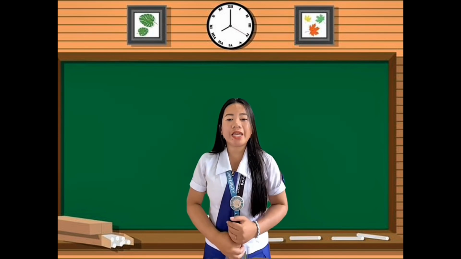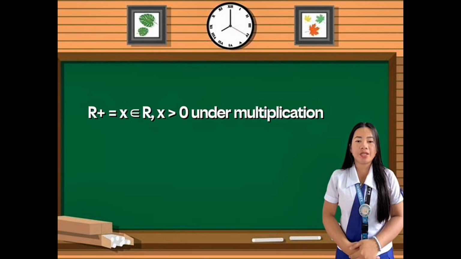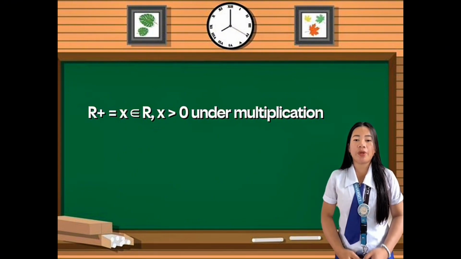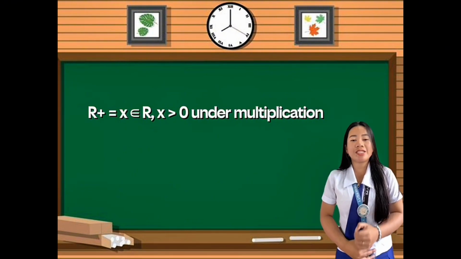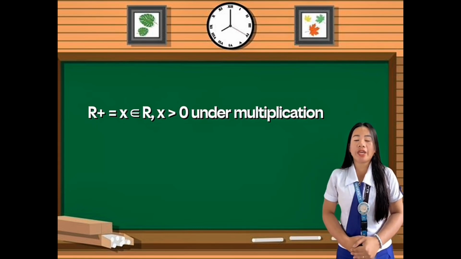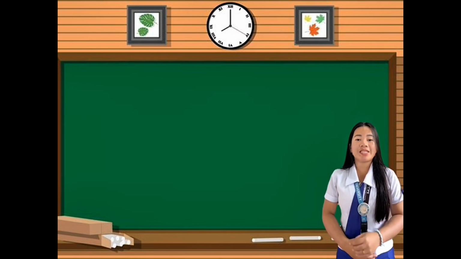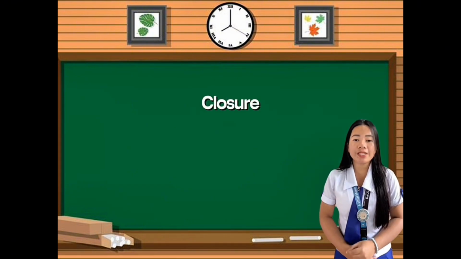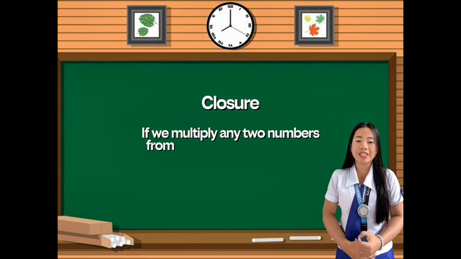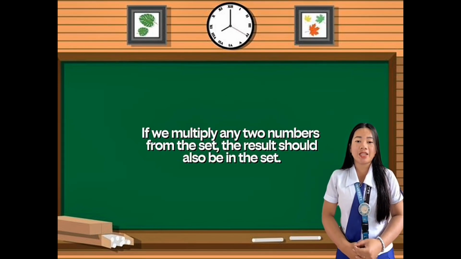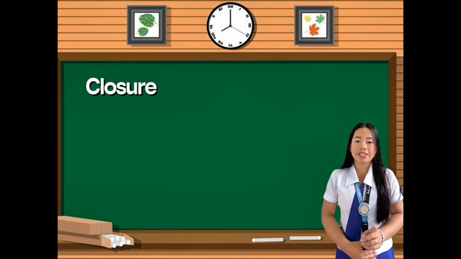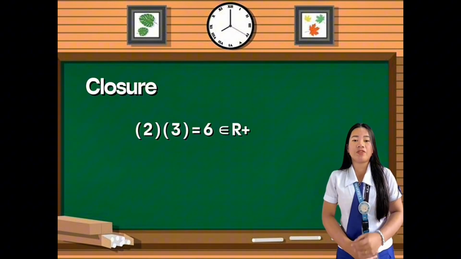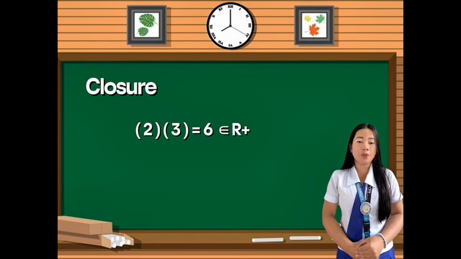Now, let's take a closer look at positive real numbers. We'll denote the set as the positive real numbers, where x is an element of the real numbers such that x is greater than 0, and we'll consider multiplication as our operation. Let's examine the 4 group properties one by one. First, closure. This means if we multiply any two numbers from the set, the result should also be in the set. So if we take two numbers, say 2 and 3, their product is 6. Since 6 is also a positive real number, it satisfies the closure property.